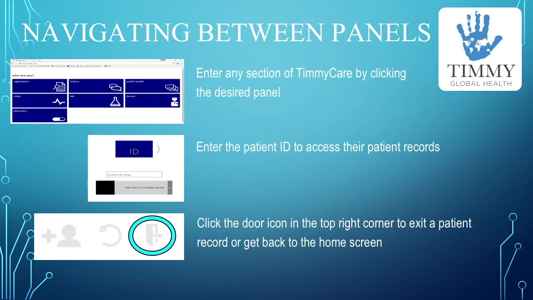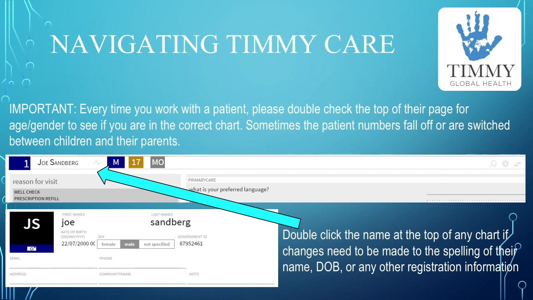In order to navigate between the panels, you're going to click on any different section that you are assigned to during your medical service trip. Once you click the desired panel, you'll come to this second screen where you're entering a patient ID, either via their name or their number for the clinic that day, and that's how you're going to access their patient records. Anytime you're done with a patient and you want to go back to the home screen, in the top right corner you can click the little door icon, which I have circled here on the bottom left photo, and that's going to exit your patient record and get you back to the home screen.